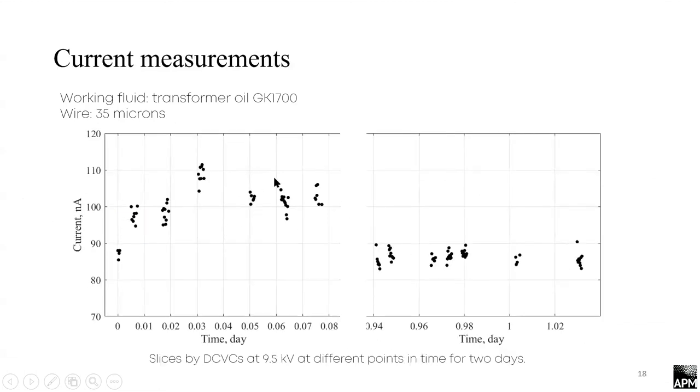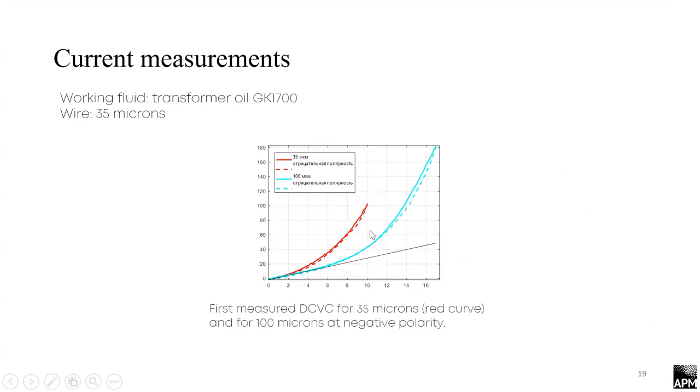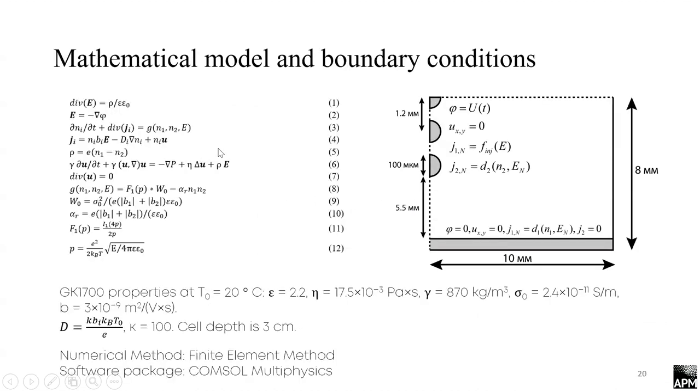And the same for the another configuration, 35 microns, also first day, some processes, and second day, practically stable current. So, okay, now we have current voltage characteristics, and here are them. And another step is to simulate it.